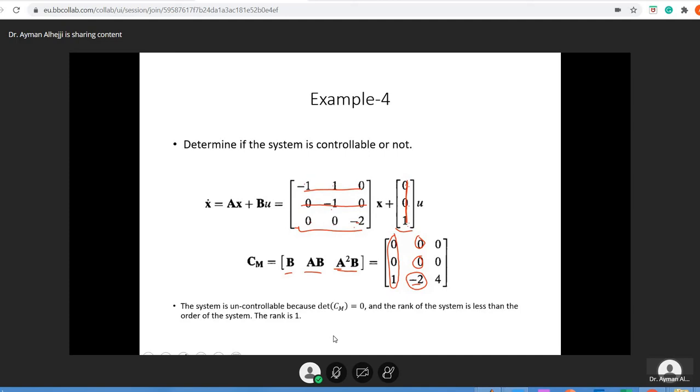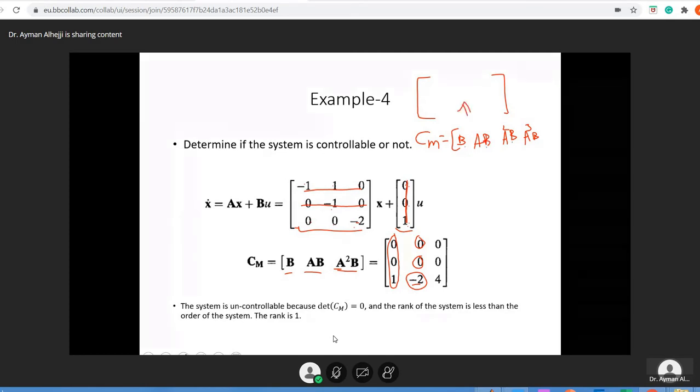What happens if I have a 4 times 4 matrix? How can you find this determinant? You need to put more columns: B, AB, A squared B, and then A cubed B, because this must match the A matrix. How many columns do you need to add? Here you have 1, 2, 3, so we need to have 3 elements. If I have a 4 times 4 matrix, we need to have 4 elements here.